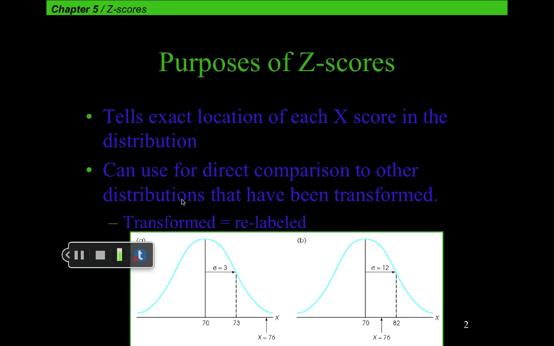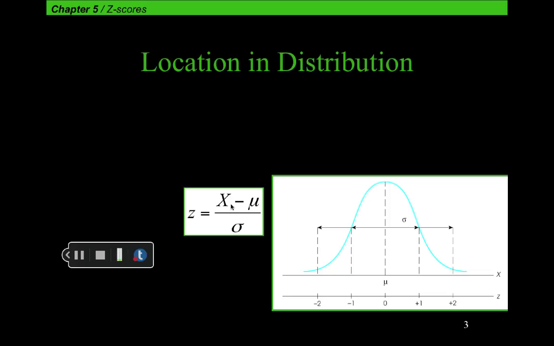So we can also use these scores for direct comparison to other distributions that have been transformed. And this is just what we're talking about here in diagram A and B. We are comparing a score of 76 on distribution A, which gives us a z-score of 2, which says I'm way above the mean. We're comparing that with distribution B with a standard deviation of 12, same mean of 70, and this time my score of 76 is just half a standard deviation above the mean, or a z-score of 0.5. So transforming is just relabeling.